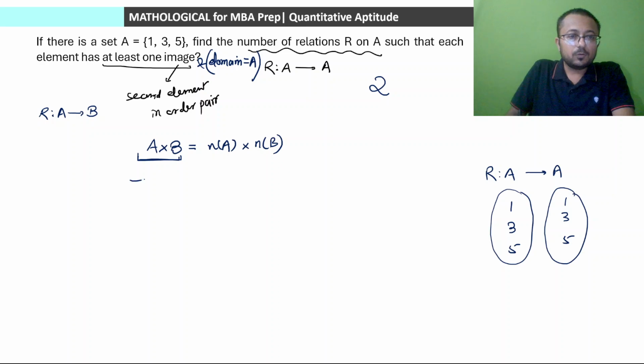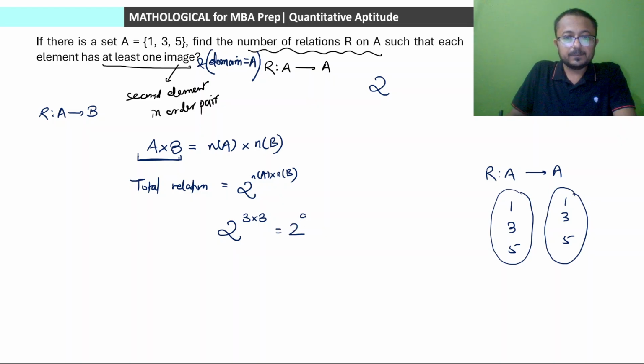So in general total relations are equal to 2 to the power number of elements in A multiplied by number of elements in B. So in such a case, since this relation is from A to A, total relations कितने होंगे? Total relations will be 2 to the power 3 into 3, that is 2 to the power 9. This is total relations, that is equal to 512.